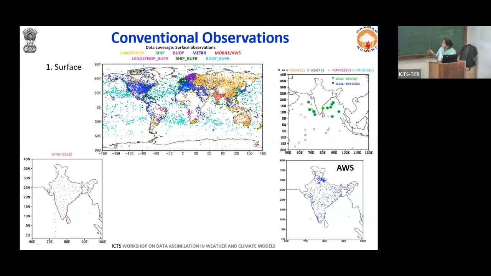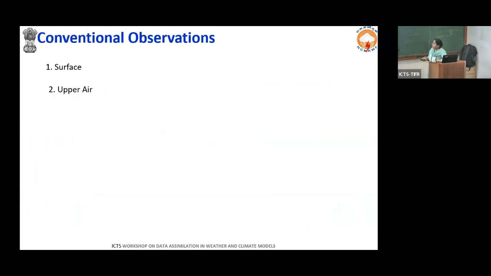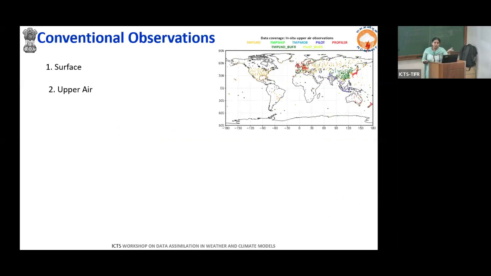That's why it is the same observation, but we are receiving it in two different formats. So this is the surface, and if you see the upper air, she also showed similar plots. So you can see the upper air data. So we have a good network of upper air data over the Indian region.